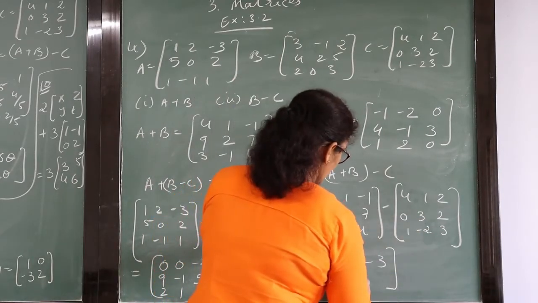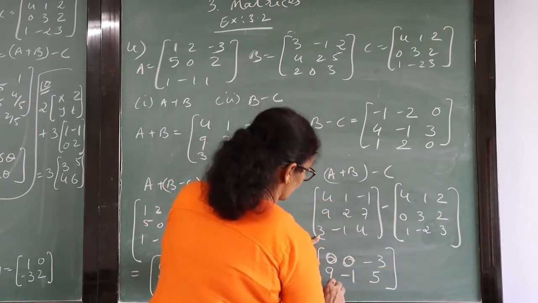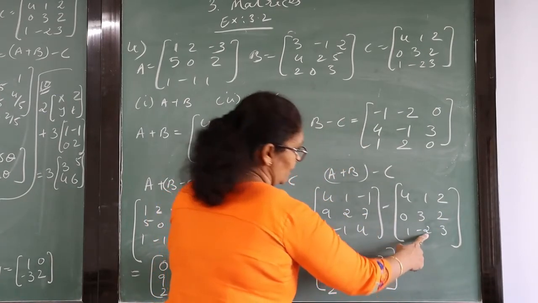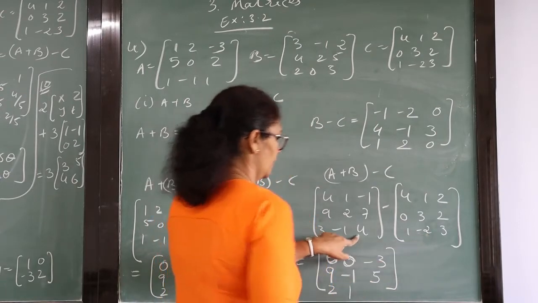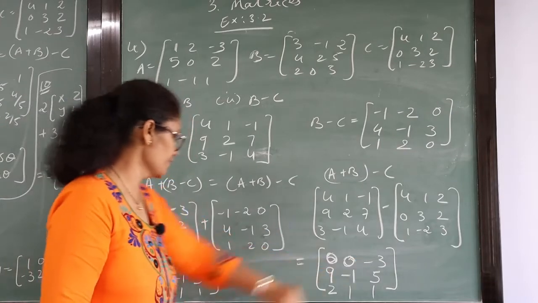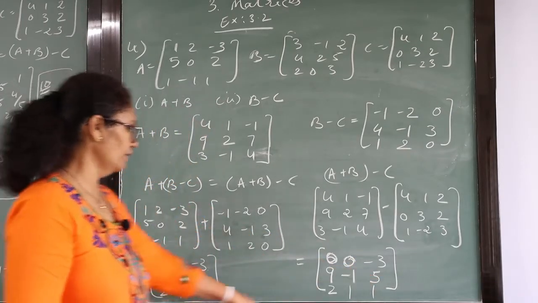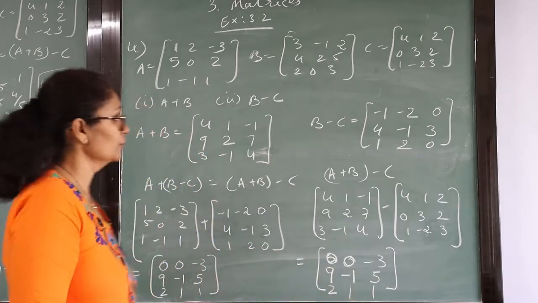2 minus 3 is minus 1. 7 minus 2 is 5. 3 minus 1 is 2. Minus 1 plus 2 is 1 and 4 minus 3 also 1. Check. 0, 0, minus 3 first row. 9, minus 1, 5 second row same. And 2, 1, 1 third row. 2, 1, 1 is your third row.